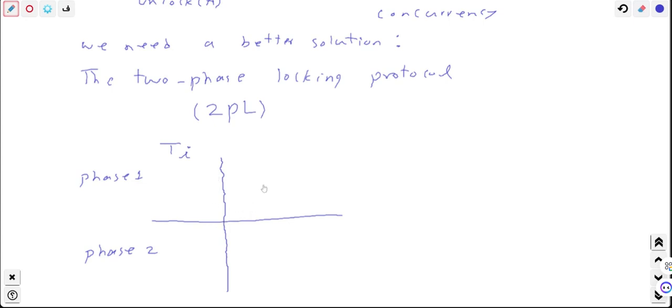In phase 1, a transaction can only request locks, and it cannot unlock the locks. It cannot free the locks. So in phase 1, the transaction only takes locks and does not free the locks. In the second phase, the transaction just frees the locks and does not request new locks. So all the locks should be taken in the first phase, and all the unlocks should be executed in the second phase.